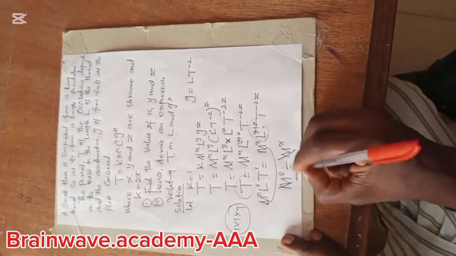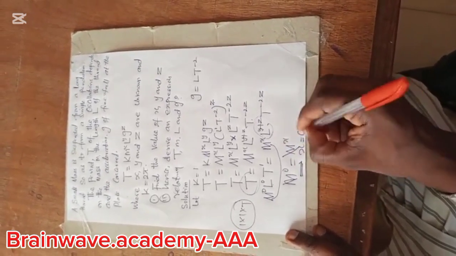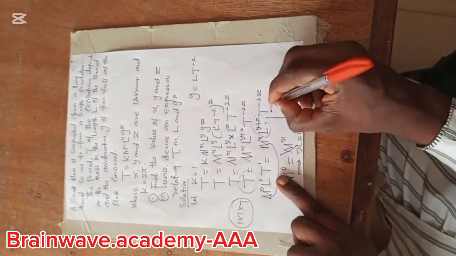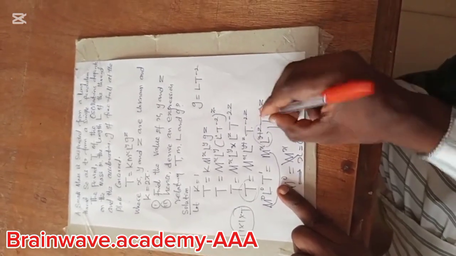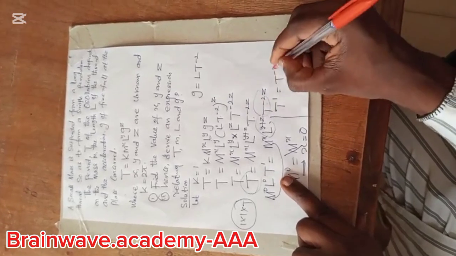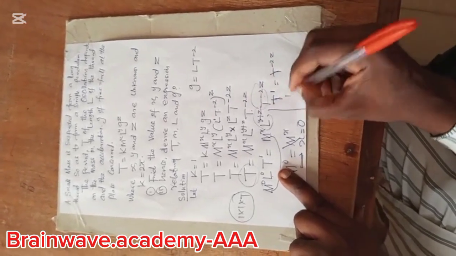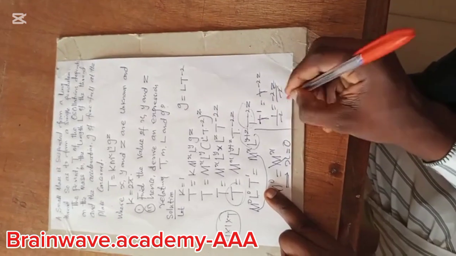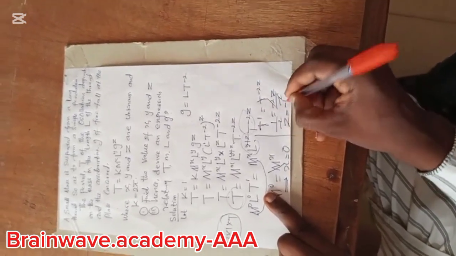M cancels m, which implies that s is equal to 0. So, how can I find t? We have t raised to power minus 1 is equal to t raised to power minus 2z. t cancels t, 1 is equal to minus 2z. Divide both sides by minus 2, minus 2 cancels minus 2, z is equal to minus 1 over 2.